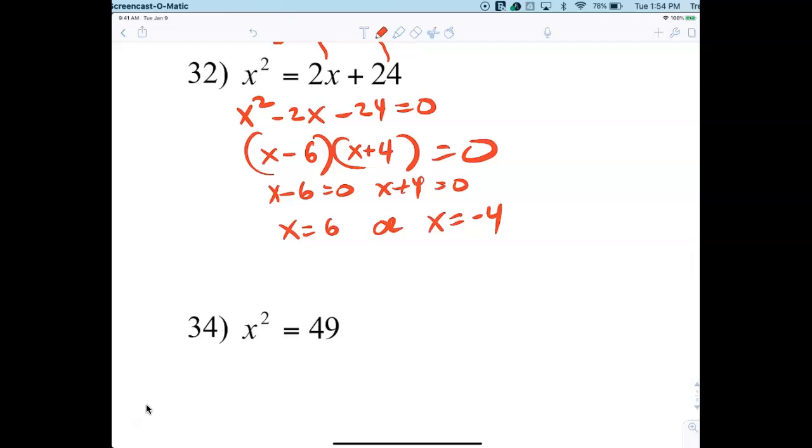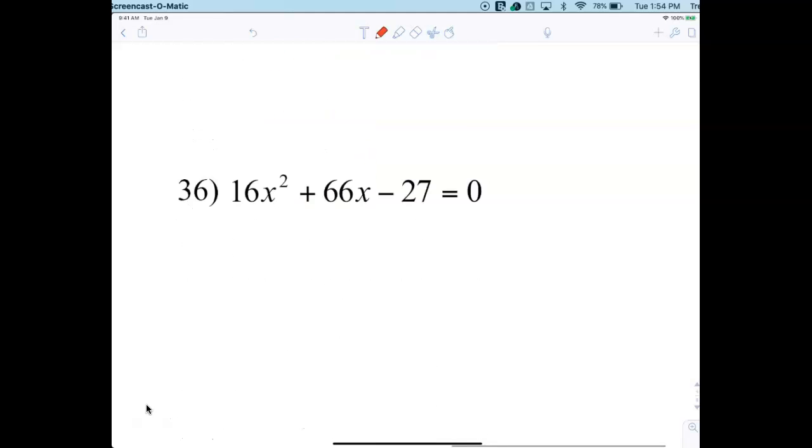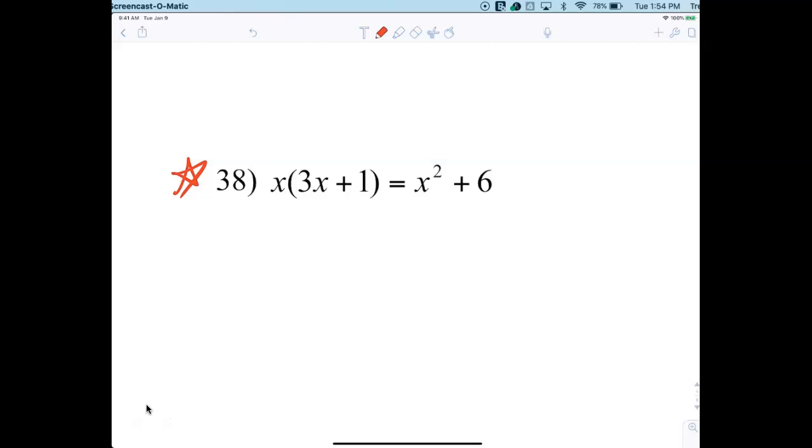All right. Uh-oh, 34. What do I have to do? Move it over. So we're just going to write x squared minus 49 equals 0. All right. Then we're going to go back later. You can do 36. Uh-oh. 38. Circle or star number 38. We have big problems here, right? It's not equal to 0, right?